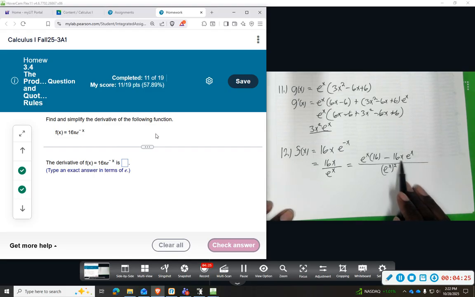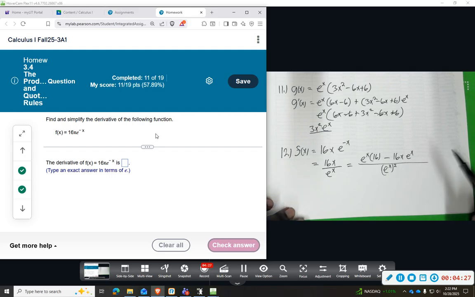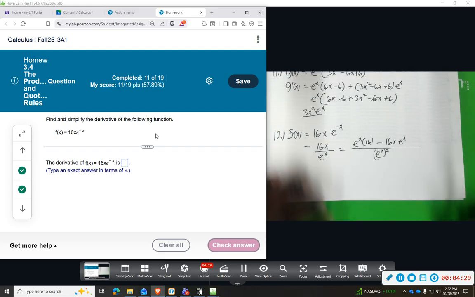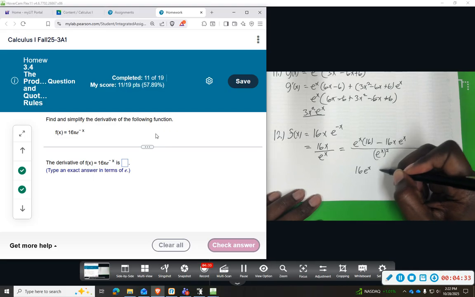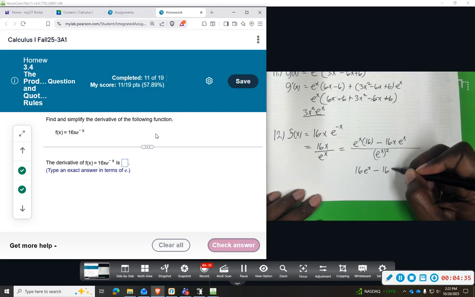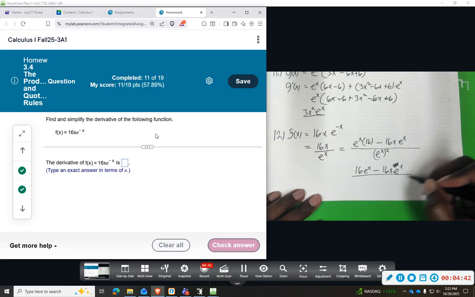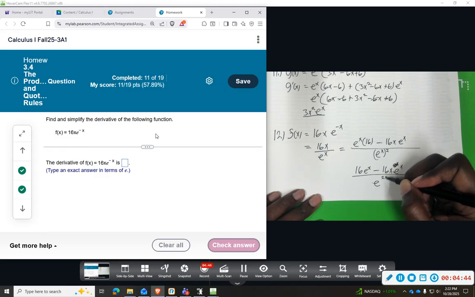And then if we wanted to simplify, we would get 16 e to the x minus 16x e to the x, over e to the 2x.